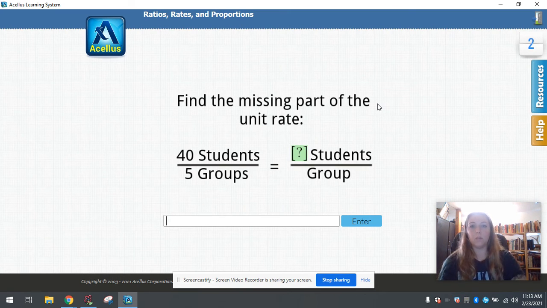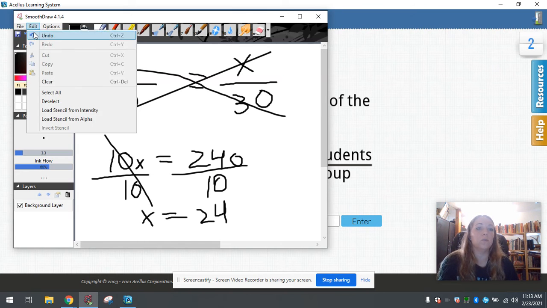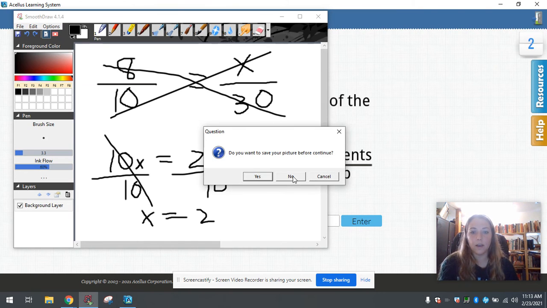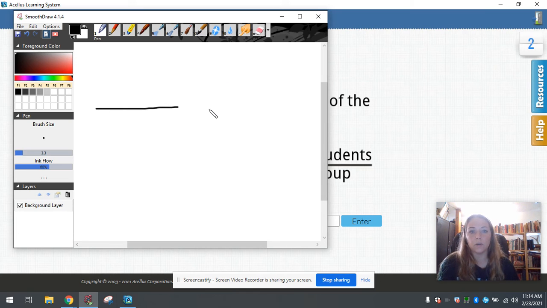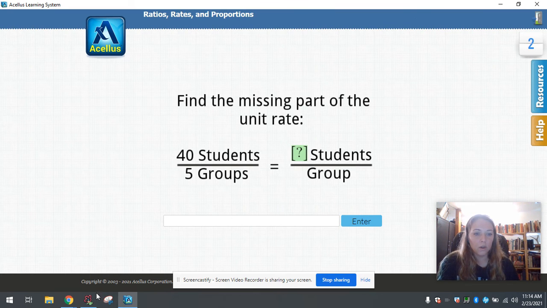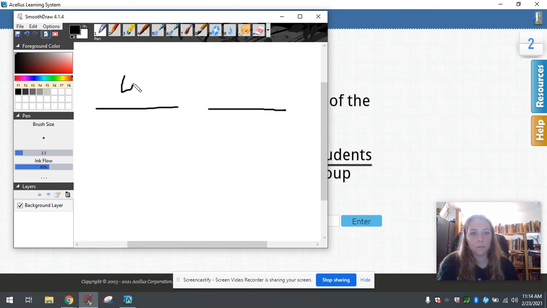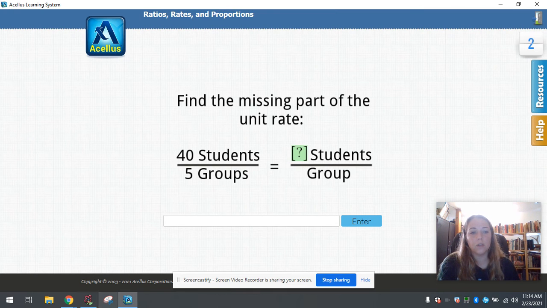Okay, find the missing part of the unit rate. You have 40 students between 5 groups. How many students do you have per group? Oh, that's a real life thing. This is something I would have to figure out in real life. If I have 40 kids, I want to do 5 groups. How many kids am I going to have in each group? 40 over 5 equals x over 1 group.